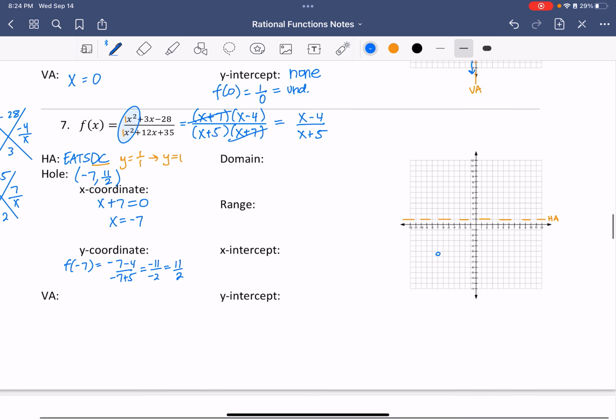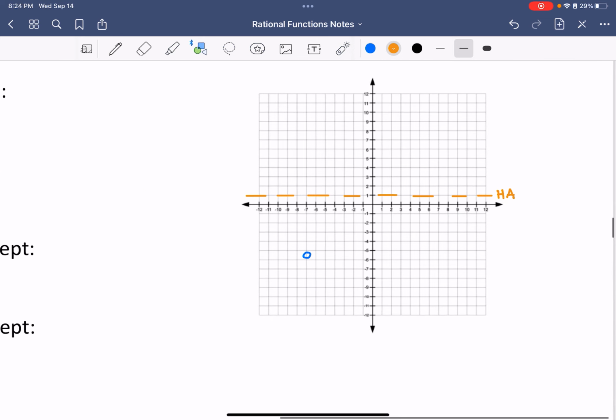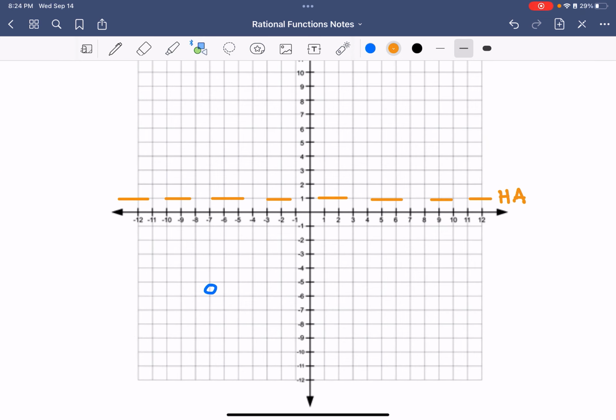Okay, now for the vertical asymptote, whatever your denominator is, set it equal to 0. So subtract 5, you get negative 5. You can put that on your graph. At negative 5, there is a vertical asymptote.